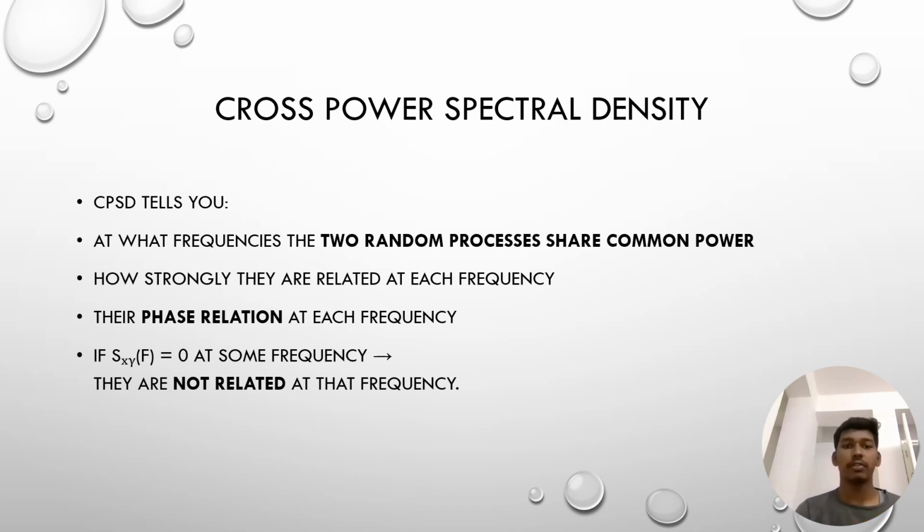First, we have to know the definition of the cross power spectral density. It tells you at what frequencies the two random processes share common power. The cross power spectral density is the description in the frequency domain. It tells at what frequency both random processes are going to share the common power, and how strongly they are related at each frequency. Next, their phase relation at each frequency. If Sxy of f is equal to 0 at some frequency, they are not related at that frequency.